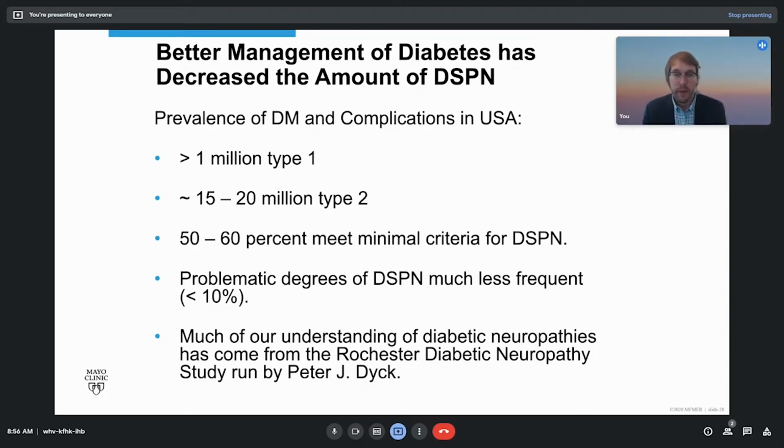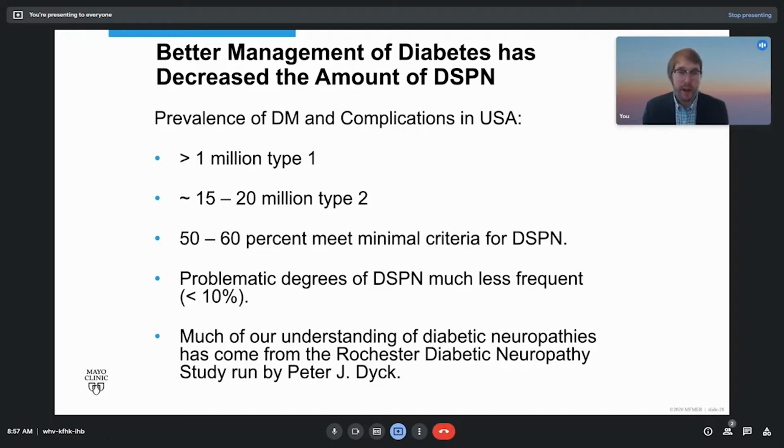50 to 60% meet minimal criteria for a diabetic polyneuropathy, which means that perhaps they have a bit of numbness in their toes or a bit of tingling in their toes, but they get on with their lives just fine, even though they have a little bit of a neuropathy. But rarely, less than 10% of the time in patients with diabetes, there are more problematic degrees of neuropathy, which might include weakness, imbalance, falling, numbness, tingling, foot ulcers, or other problems with the neuropathy.